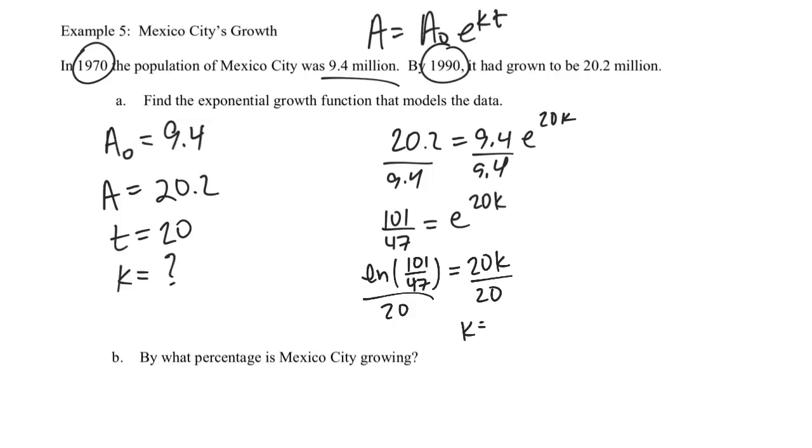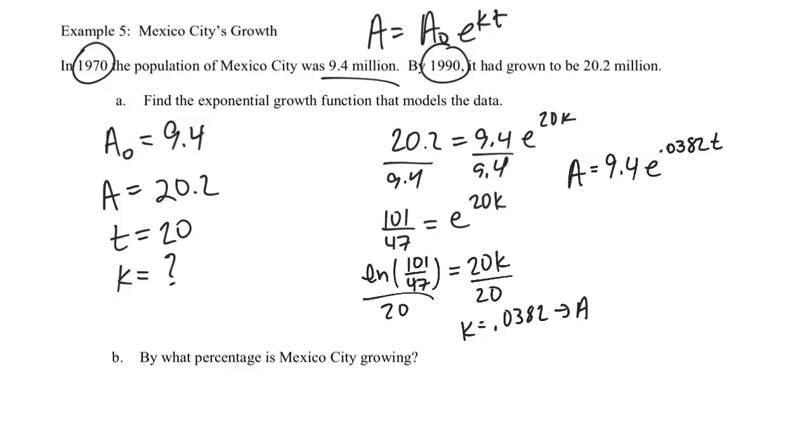So k equals, plugging that into the calculator, the natural log of 101/47, close your parentheses and divide by 20, and you're going to get 0.0382. Just as always, we're going to store that value in A. Here is what our population model is going to look like: A = 9.4 e^(0.0382t).